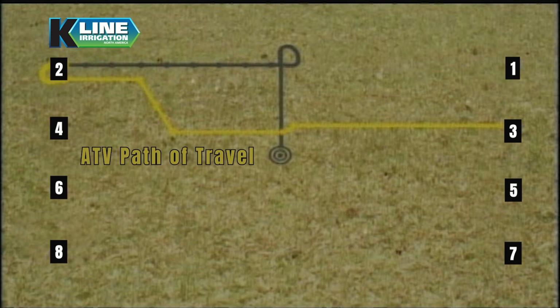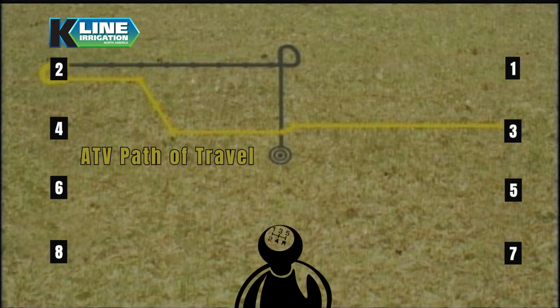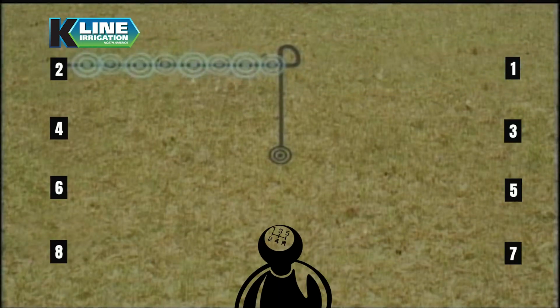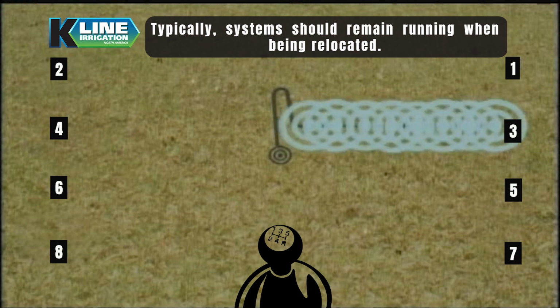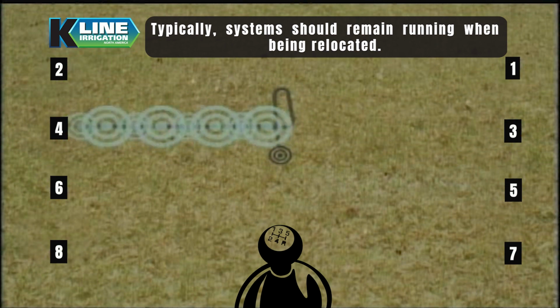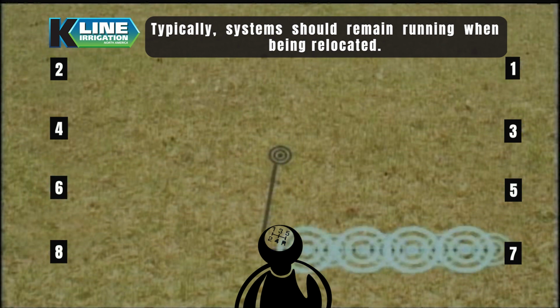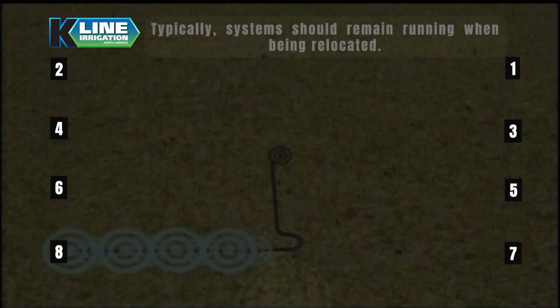It is helpful to note that K-lines are moved in the same pattern as the gear stick of a manual transmission vehicle. Also notice that as the pod line is moved from set number 1 to number 8, the sprinklers remain on. The only time sprinklers should be shut off when moving is when relocating the pod and feed line from the last set, in this case set number 8, back to the first set.